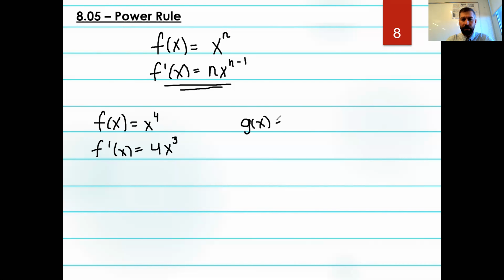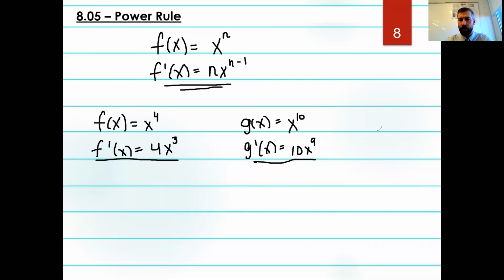Let's say I have g of x equals, I don't know, x to the 10th. To find my derivative, we can just move that 10 down to the front. That becomes the coefficient. Keep the x and then subtract 1 from that exponent. That becomes 9. This is my power rule. All right, so this is how we find the derivative. And that is going to be such an essential concept for us.